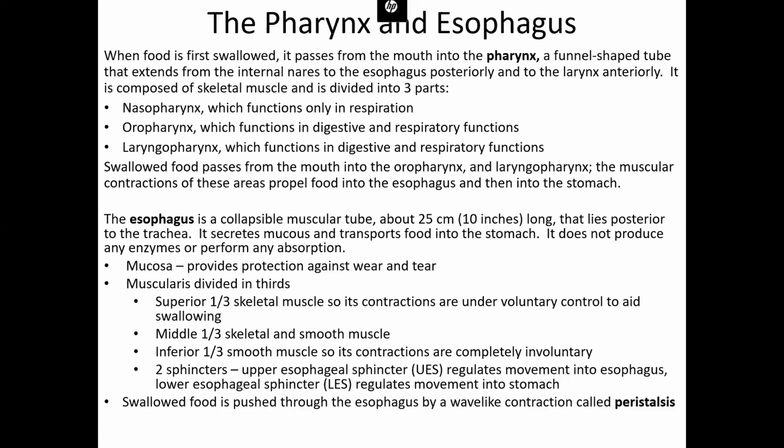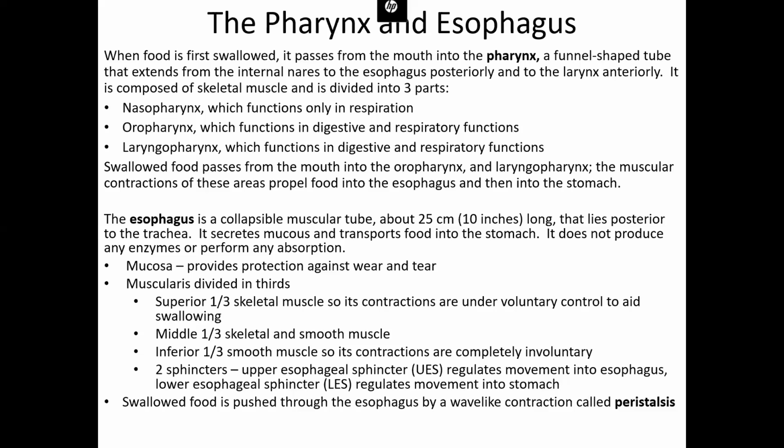A sphincter is a ring of muscle that, in this case, controls the movement of food into the esophagus for the upper sphincter, and out of it for the lower esophageal sphincter. The lower esophageal sphincter is located at the junction between the esophagus and the stomach, and it prevents contents of the stomach from spilling back up into the esophagus.